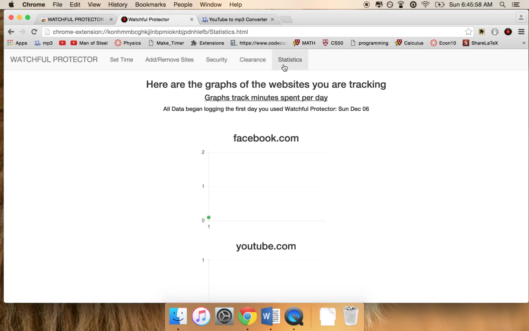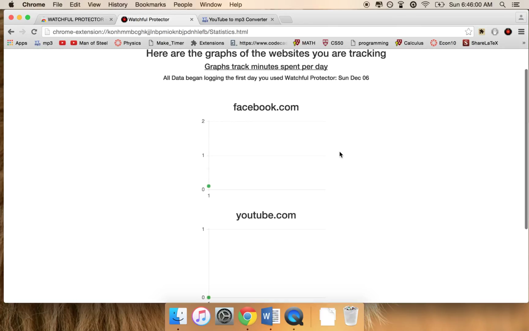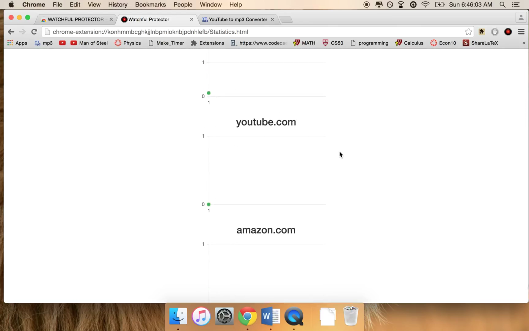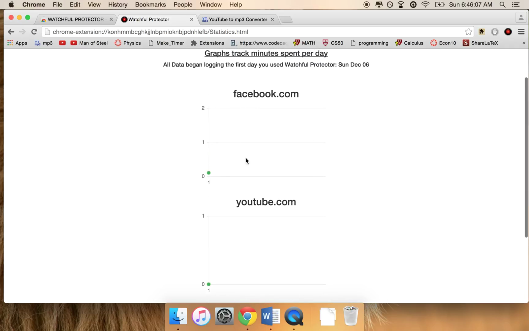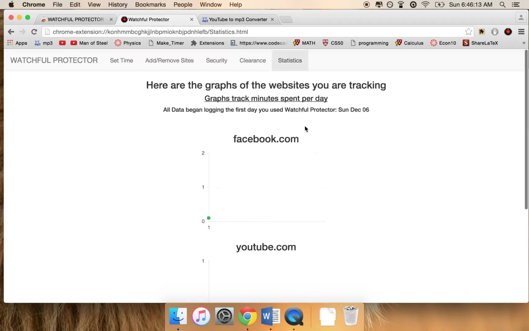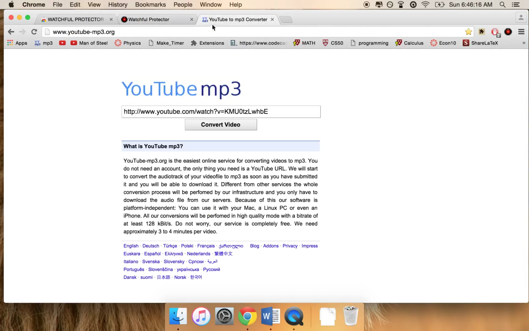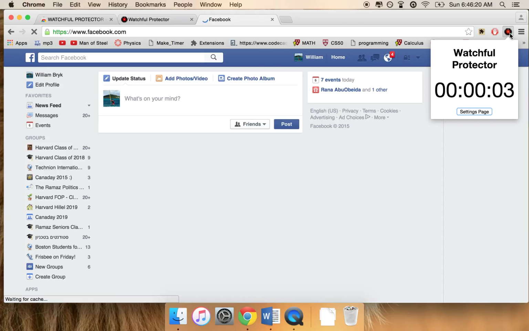Okay, now we go to my statistics page. The statistics page outputs graphs for each blocked website and how much time I spent on that website each day that I've had the extension. Right now I've only had it for 1 day, so it's kind of underwhelming, but with a lot of days it would look really, really cool. It would give you a lot of statistics. So now let's go to a blocked website and see what happens when the time actually runs down.